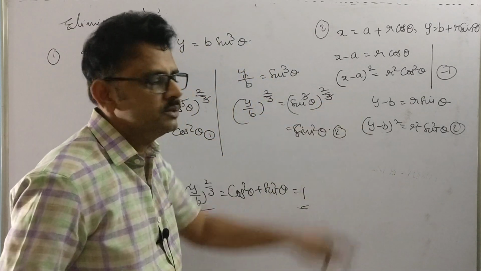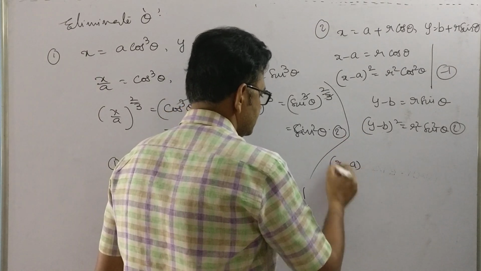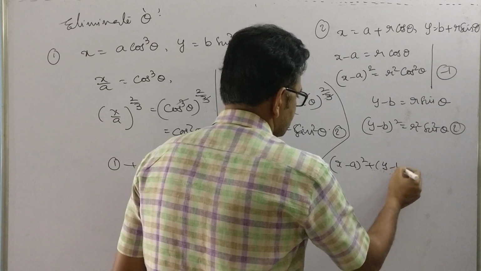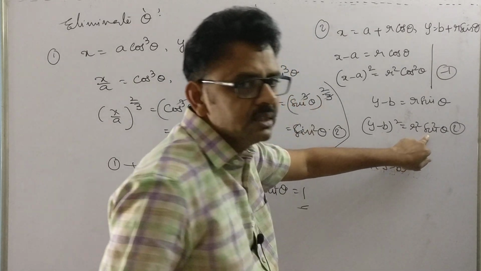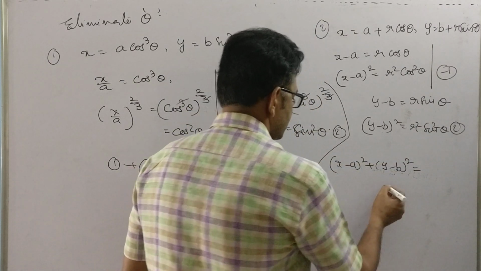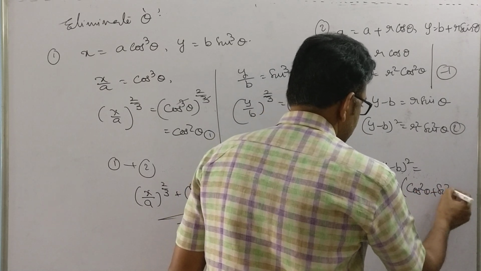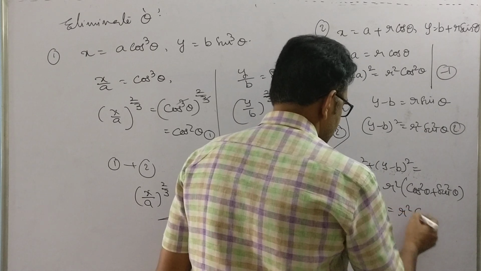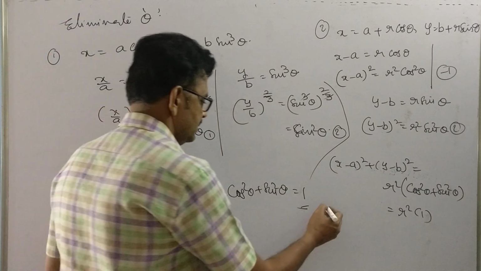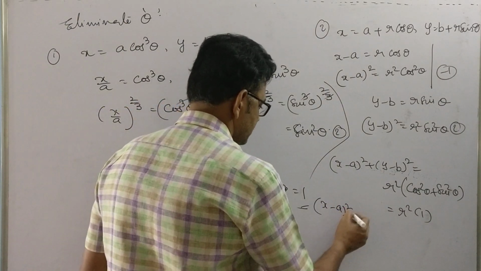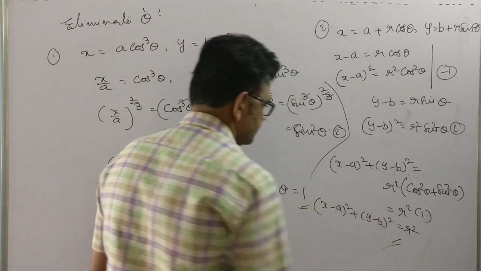Now adding these two, that is x minus a whole square plus y minus b whole square equal to r square cos square theta plus r square sin square theta. Taking r square common, this is cos square theta plus sin square theta, that is r square into 1. So x minus a whole square plus y minus b whole square equal to r square.